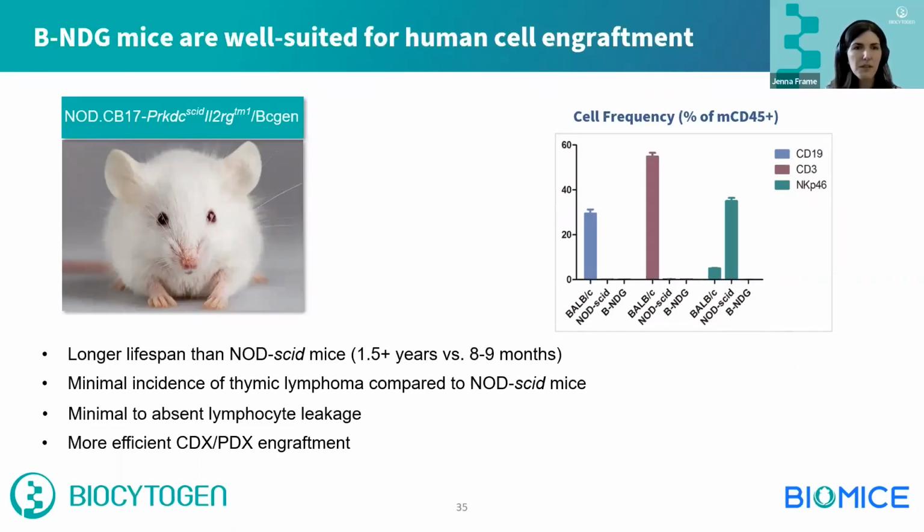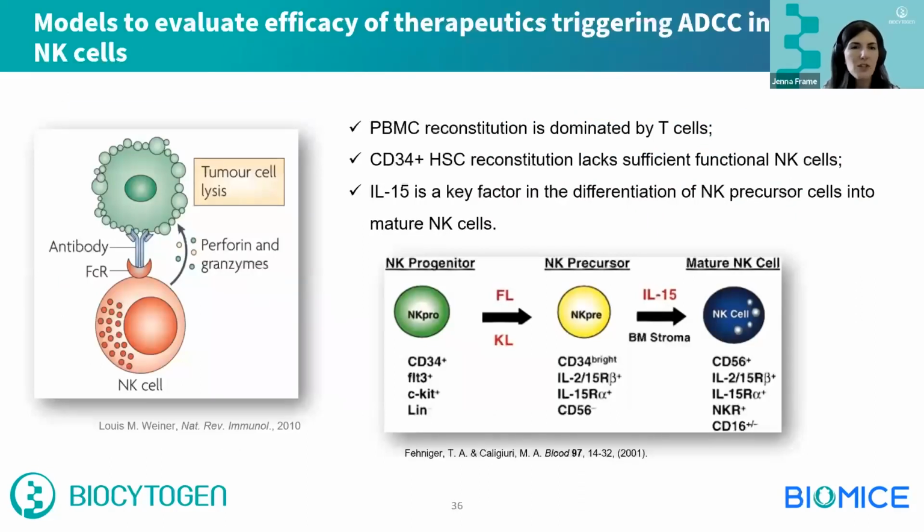However, one of the challenges faced when we use immunodeficient models with reconstituted human PBMC or CD34s is the lack of NK cells that readily differentiate and function normally in these models. And in particular, PBMC reconstitution is typically dominated by T cells. So to solve this problem, we have introduced humanized IL-15 into our BNDG mice, which again is to promote the differentiation of NK precursor cells into mature NK cells and to really promote the survival and persistence of these cells.